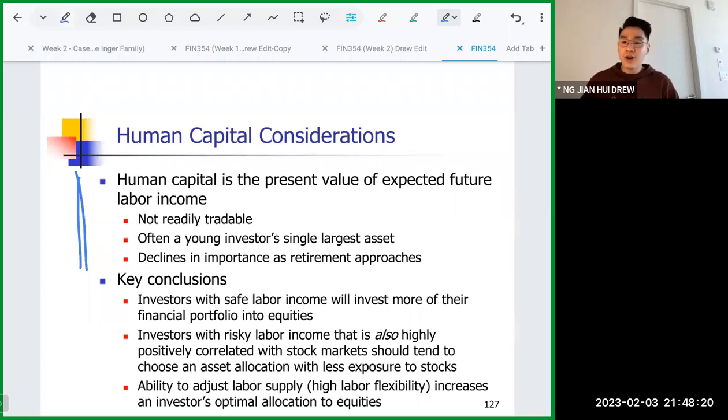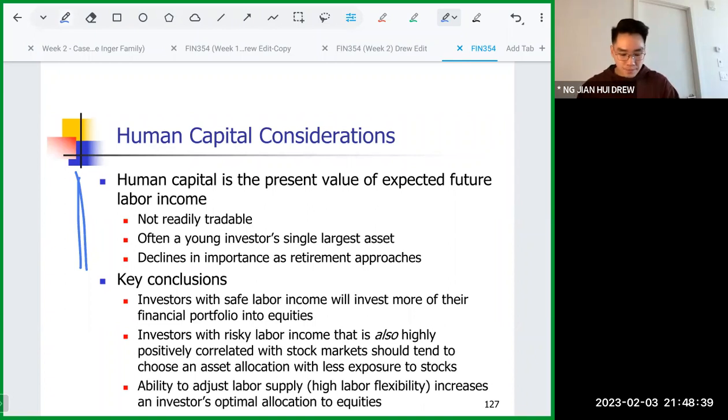So is your job very risky, or are you in a very safe industry? Are you teaching? Are you in education, which is like an iron rice bowl, right? You will not lose your job, because whether it's a recession or the economy is doing well, everyone needs education, people do go to school. So this is something you should think about.